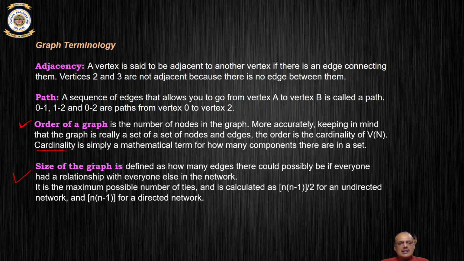And the size of a graph is basically how many edges are there in a graph, or how many edges could possibly be there in a graph. For example, a graph with n vertices which is directed will have n into n minus 1 by 2 as the maximum permissible size of that graph, whereas for an undirected graph it is n into n minus 1. That is the maximum permissible size for an undirected graph. So that was about the size of the graph.